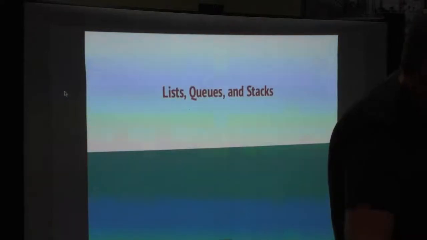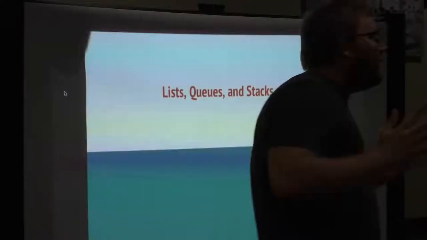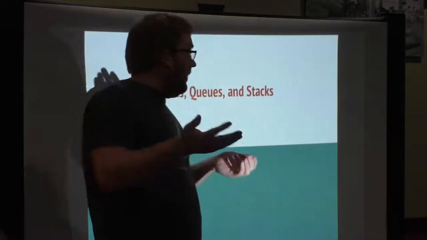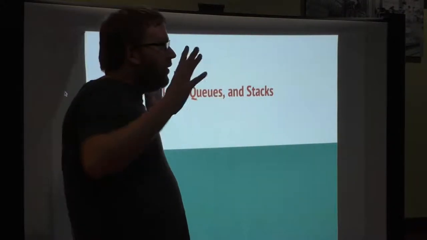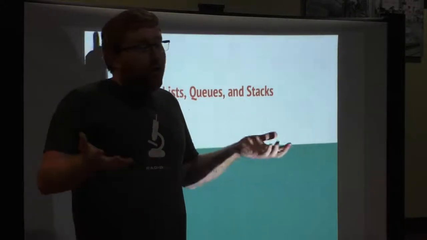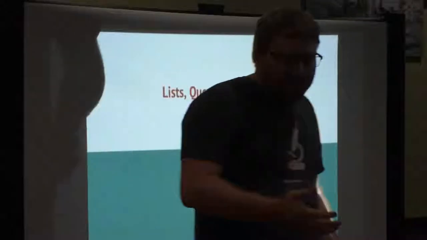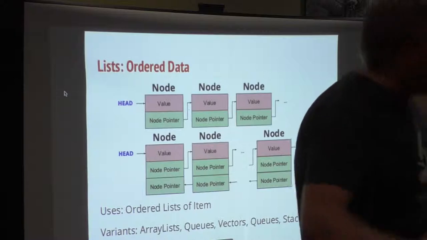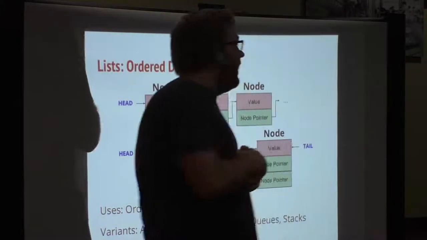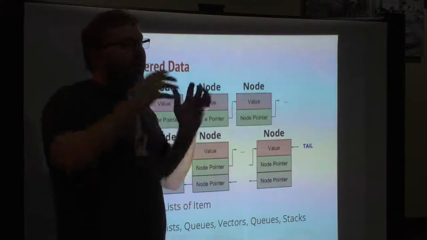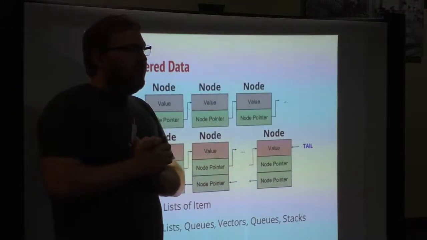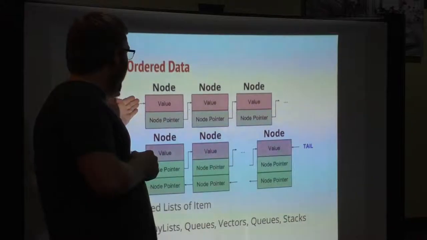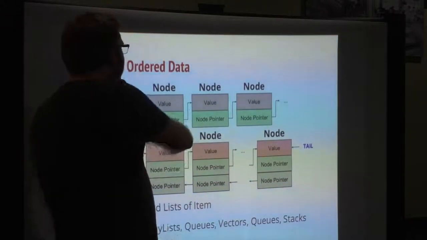So, next. The first set of data structures we should talk about are lists, queues, and stacks. They're the most basic. They're ordered groups of data. That's all they are. I'm sure you've used lists in Python, but you may not know how they're implemented. So this is a list. I've given you the implementation for the most basic list in the world called a linked list. It's a series of nodes in memory that have two things, a value and a pointer. The pointer points to the next guy.